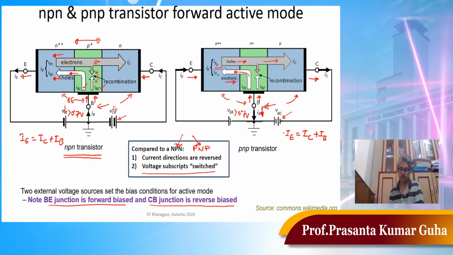So remember that for PNP and NPN you need to switch the subscripts of the voltages, and the current direction will be reversed. In the case of NPN, current is coming out from the emitter side, whereas in the case of PNP, current is going in at the emitter. So the current direction will be reversed. I think I started discussing this part in the last class.